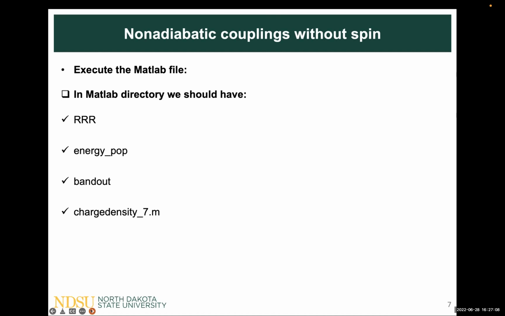To run that code, if you go to the MATLAB directory, you can find the charge density on line 7. As Hadassah mentioned, you just need to tweak the minimum and maximum orbitals mentioned in the energy gap. Also, you need the RRR file that we reviewed how to calculate last week. You also need the band out file. Next, please.